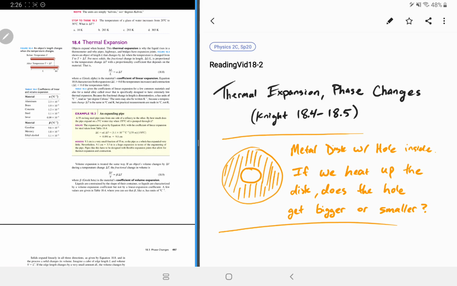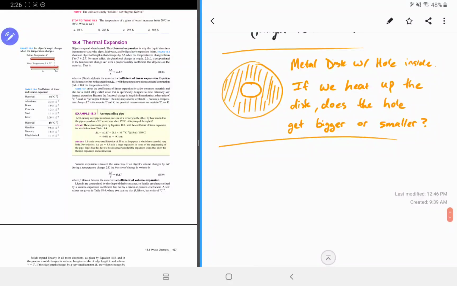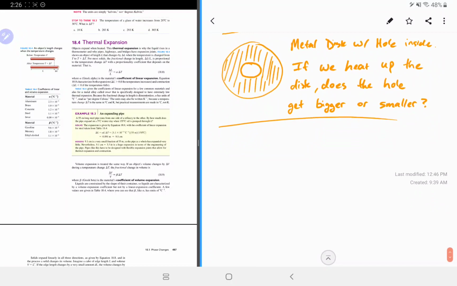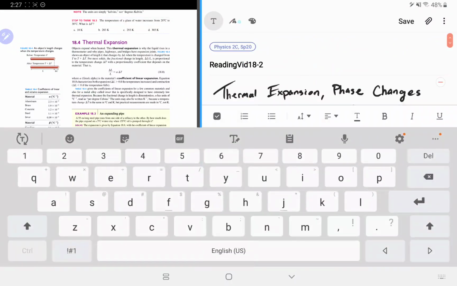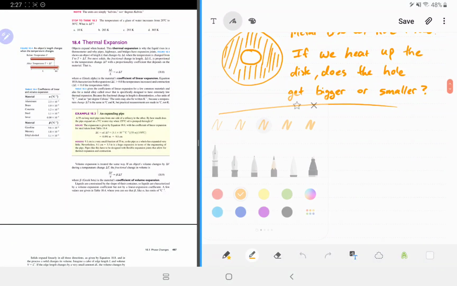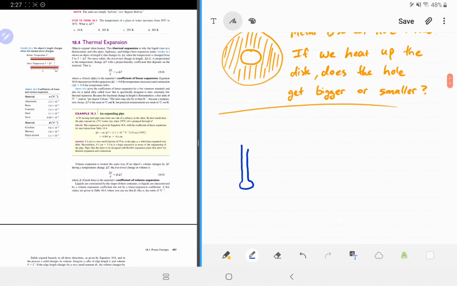For thermal expansion, people are familiar with a thermometer. So for a thermometer, you have this pool of mercury and then a tube. Mercury goes up to some level, looks something like this, and you read off a level.